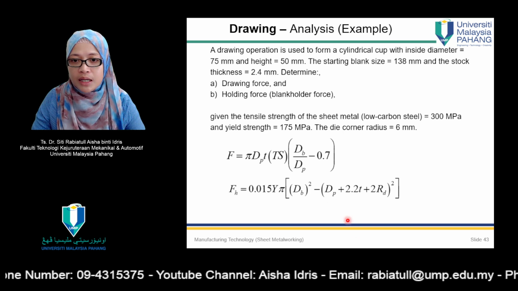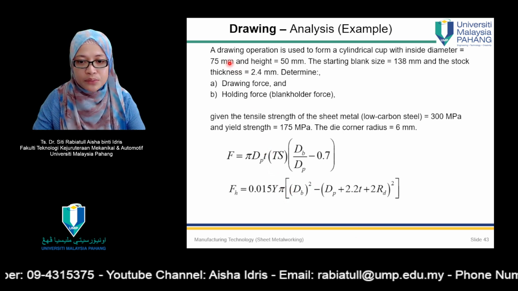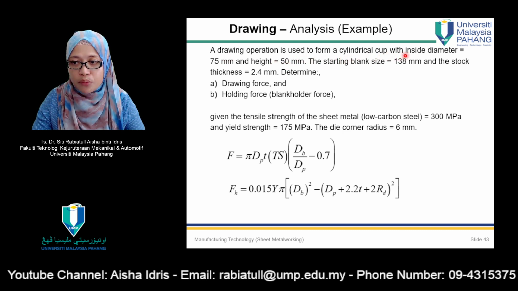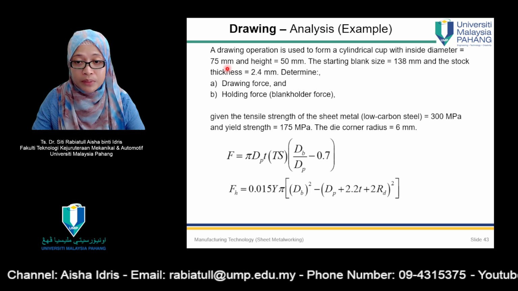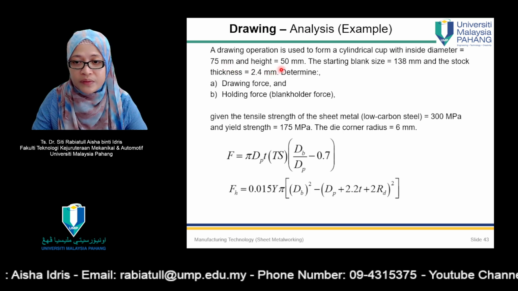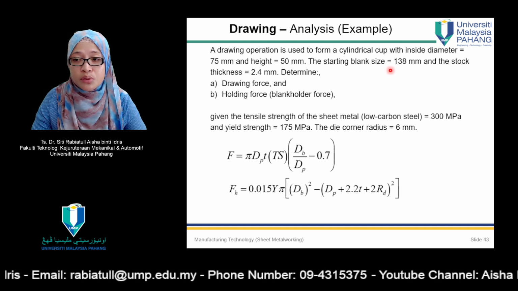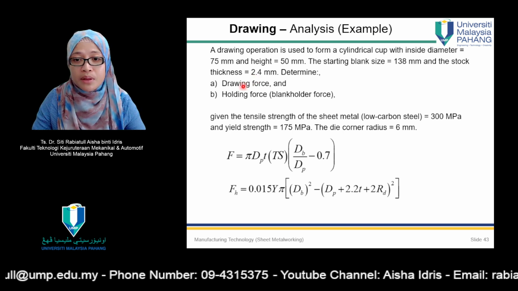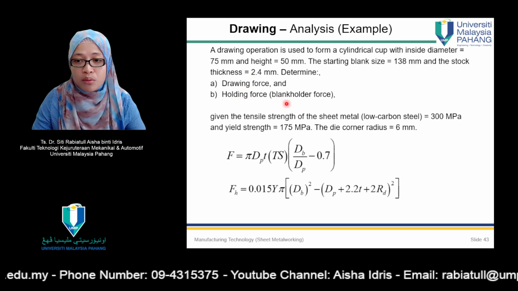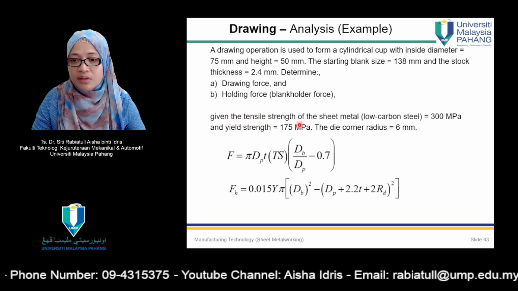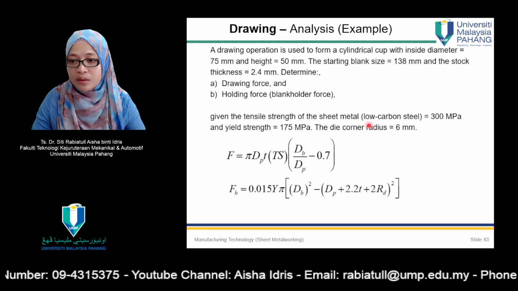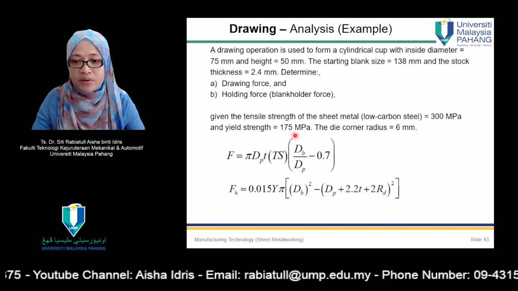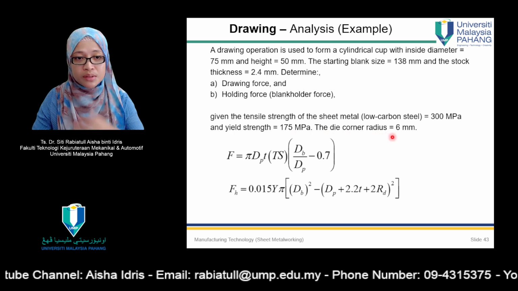Okay, again, an example for drawing. Let's read the question together. A drawing operation is used to form a cylindrical cup with inside diameter equals to 75 mm and height equals to 50 mm. The starting blank size equals to 138 mm and the stock thickness equals to 2.4 mm. Determine the drawing force and holding force or blank holder force. Given tensile strength for sheet metal made of low carbon steel equals to 300 MPa and yield strength equals to 175 MPa, corner radius equals to 6 mm.